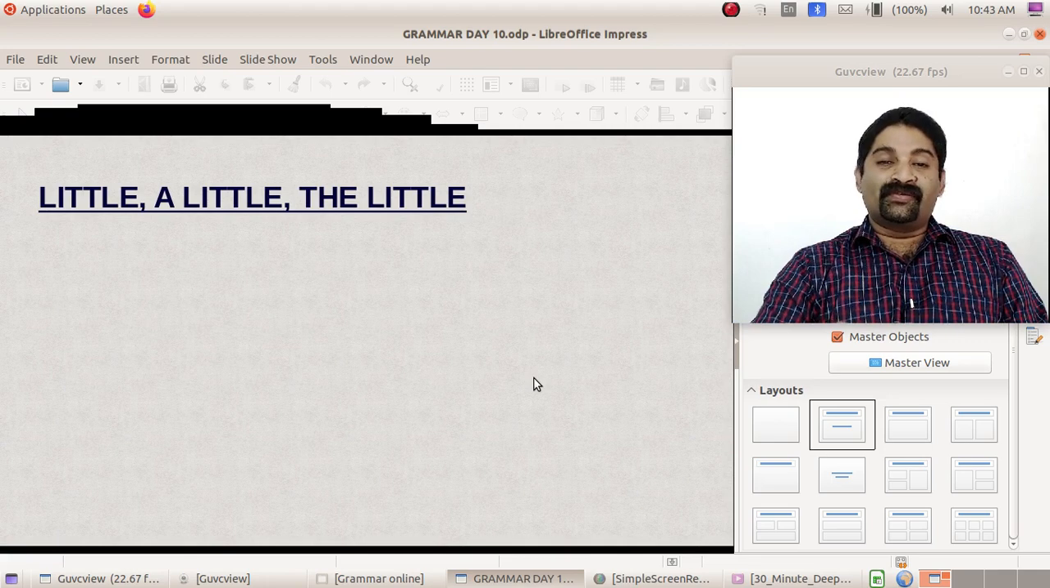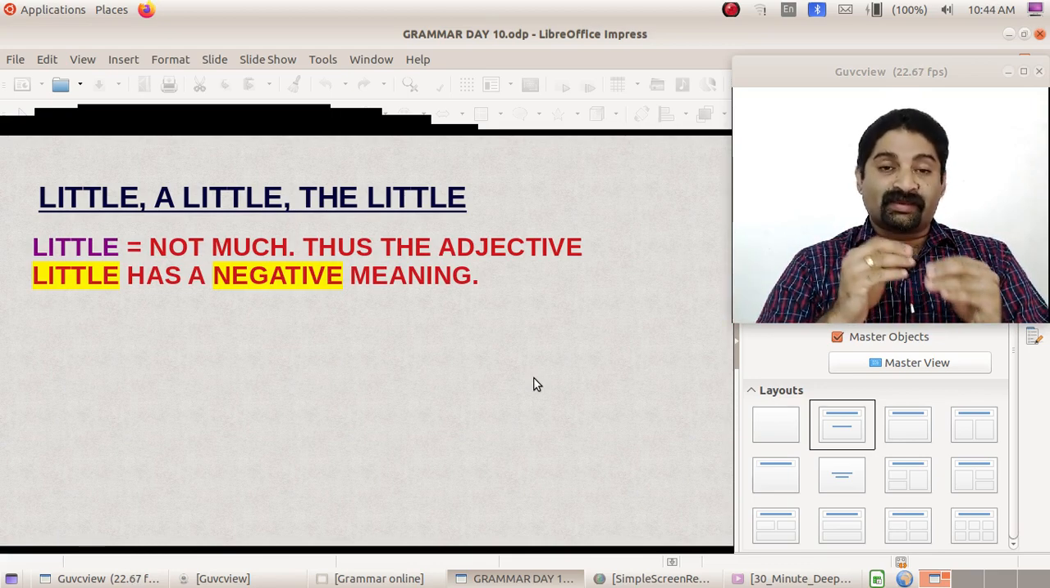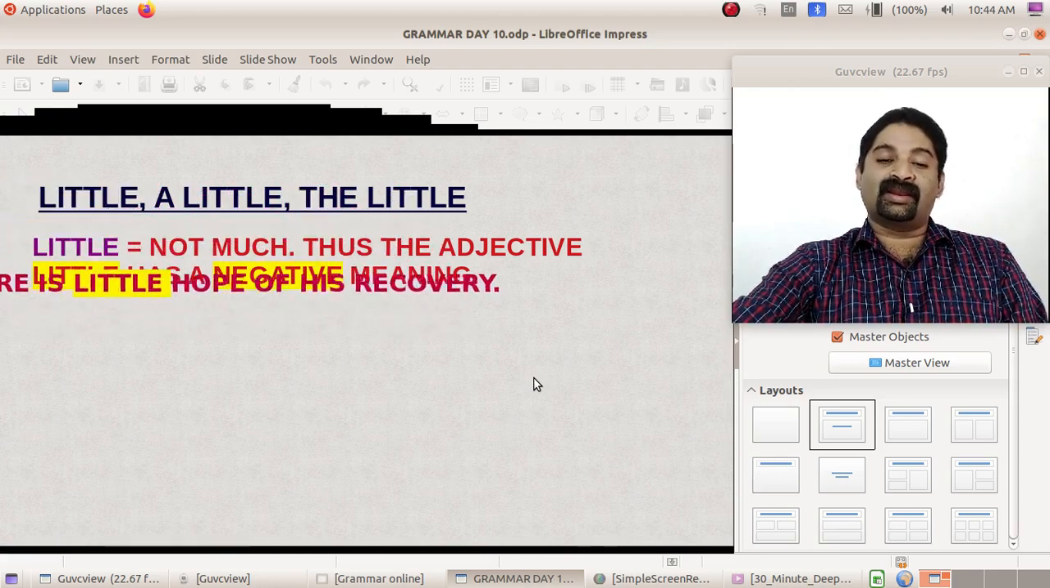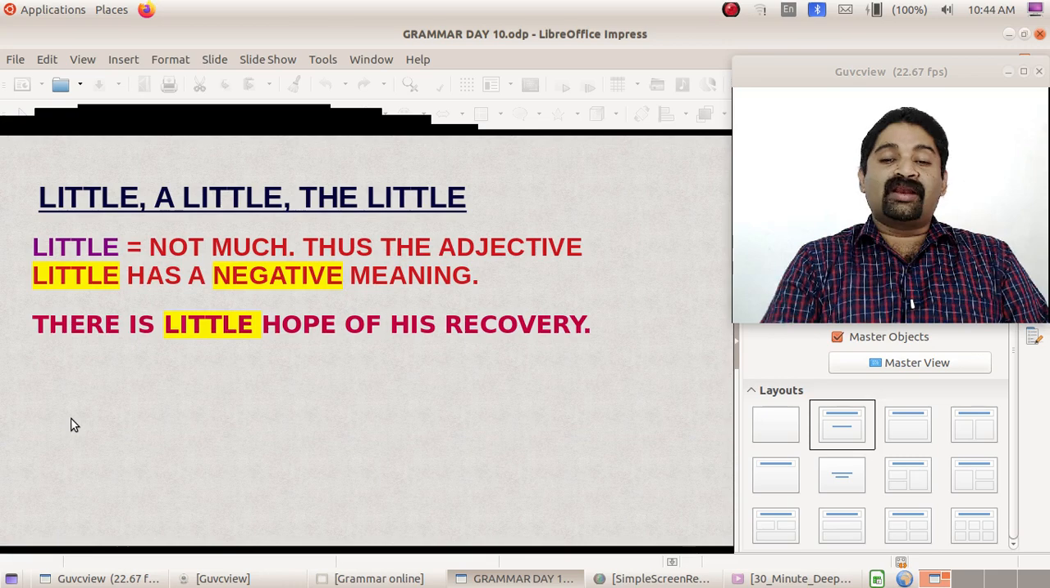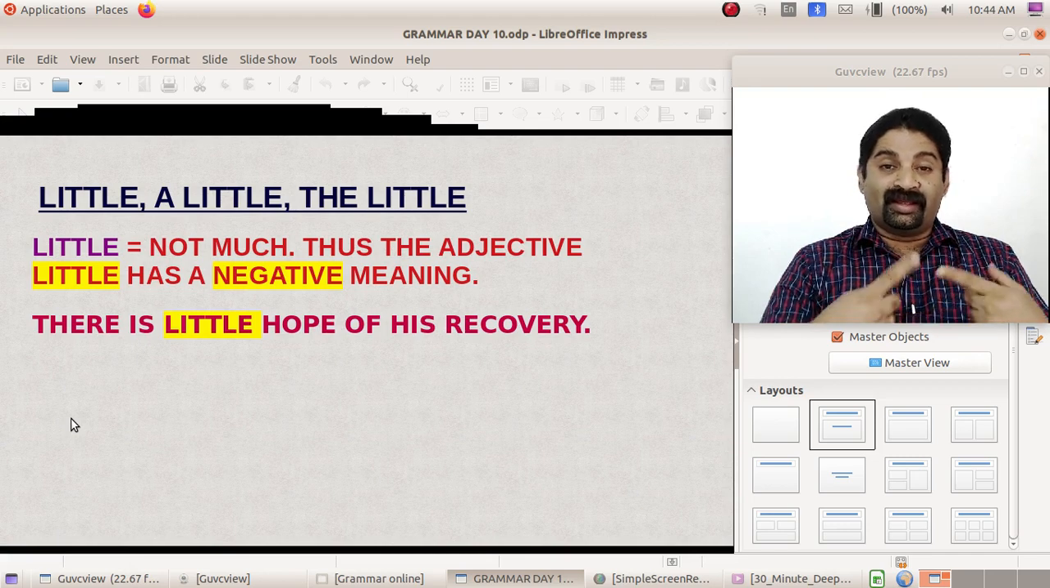Next one, what we confuse is a little, the little. Little means not much. Thus the adjective little has a negative meaning. If you say something is little, it actually has a negative meaning. There is little hope of his recovery. So be careful when you use little.